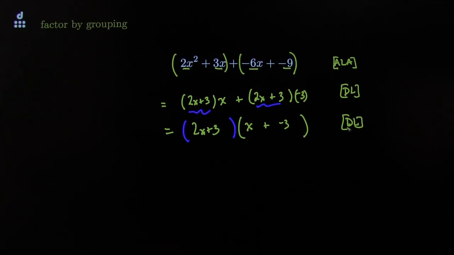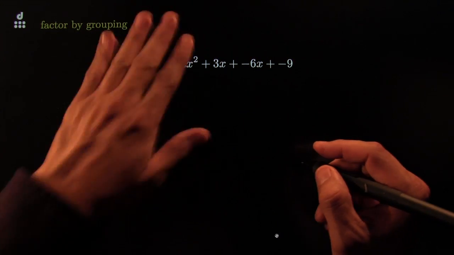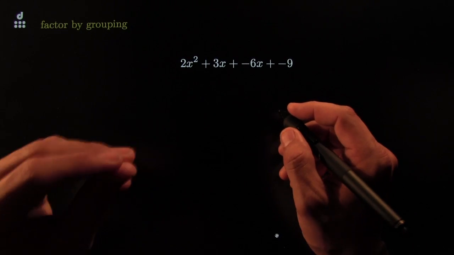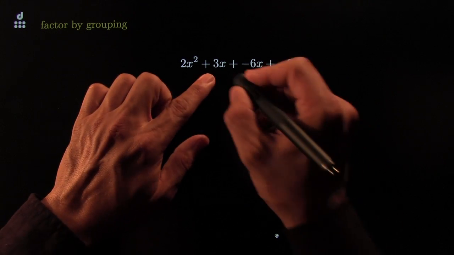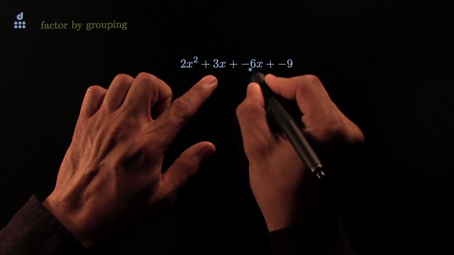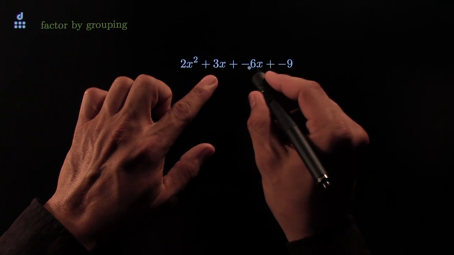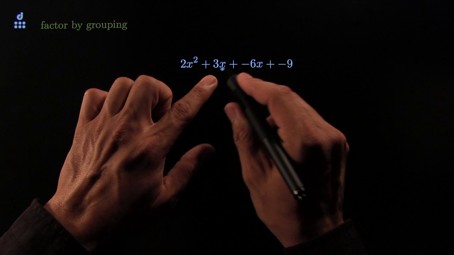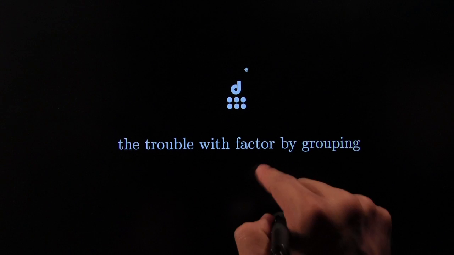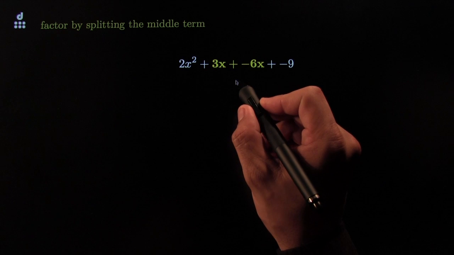Okay, let's try another example and see what the issue is here. Alright, so we just did this example by grouping, and now let me tell you what could possibly go wrong. And that's the following. Sometimes the problems won't be presented to us in this way, 3x plus negative 6x. In fact, there's a tendency for people to combine like terms, and most people would simplify this. Instead of writing 3x plus negative 6x, they would simplify it. This is exactly the problem with factoring by grouping. Instead of giving you this, they would give you that, which is really equivalent.